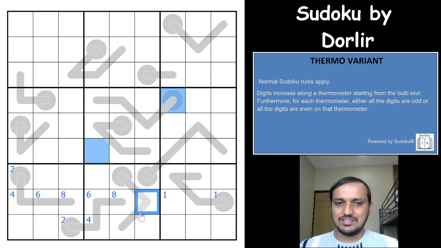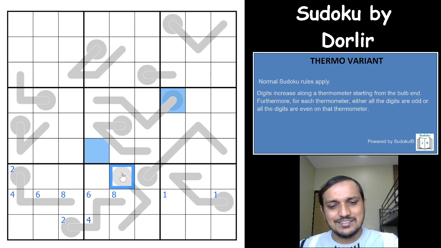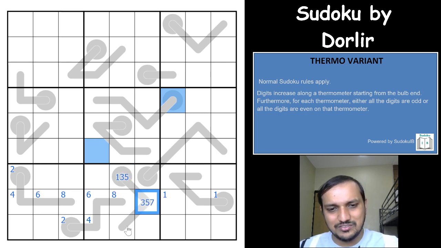Now, what about this cell then? It cannot be 8 because 8 is in one of these 2 cells. It cannot be 6 because of the same logic. It cannot be 4 because of the same logic, and it cannot be 2 as well. Because if it is the 2 here, what would be here of the same parity lesser than 2? Not possible. Which means this thermo would have to be odd. That is amazing. 1, 3, 5, 3, 5, 7 and 5, 7, 9.